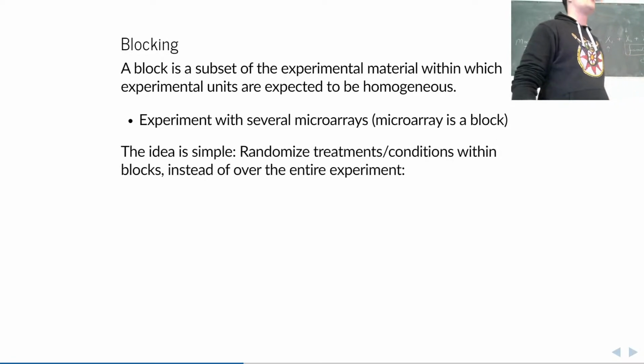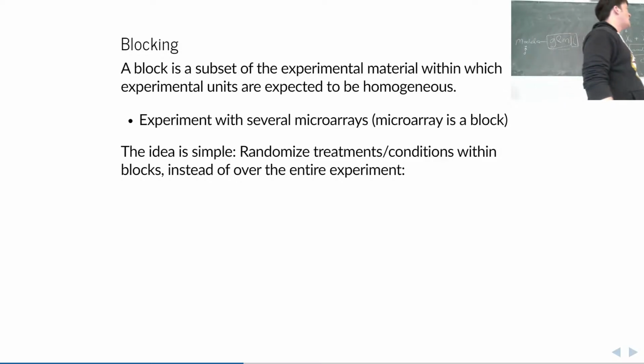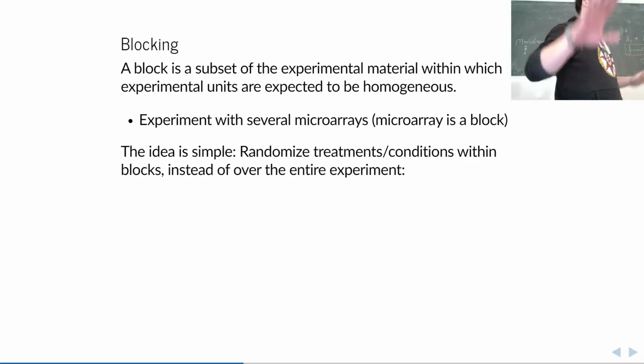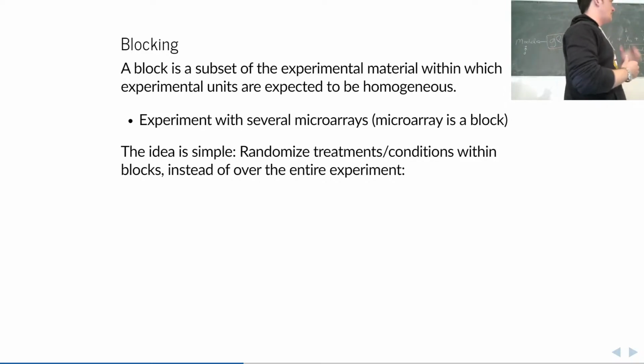And the idea then is very simple. Same with the agricultural example: randomize the treatments and the conditions and whatever groups there are in your study per block instead of over the entire experiment. Because that way you make sure that within every block all the groups are represented, and then the average difference will be 0 again.